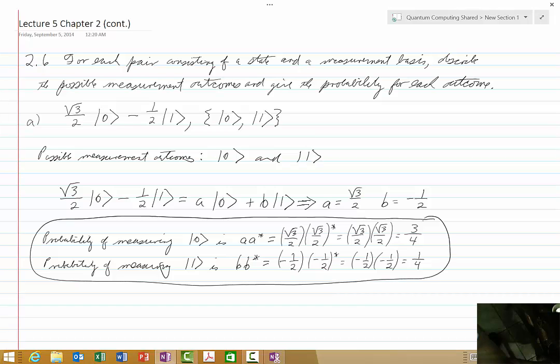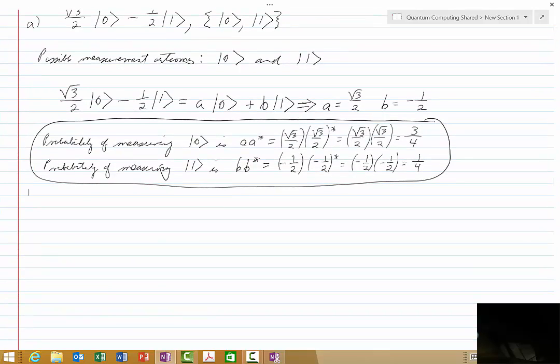for this problem. And one more thing we'll note is that the total probability here, probability of measuring 0 plus the probability of measuring 1 is 3/4 plus 1/4, which is 1, as we would expect. So it's a certainty that the measurement will yield one of those two results. So this is a very easy problem, really, to do this.